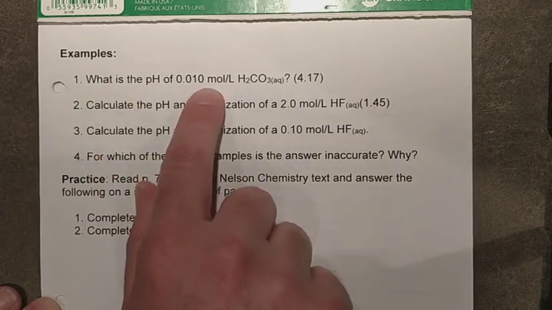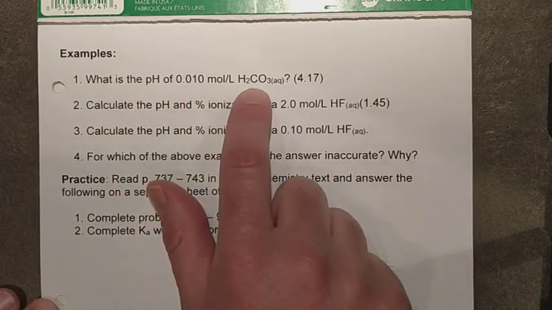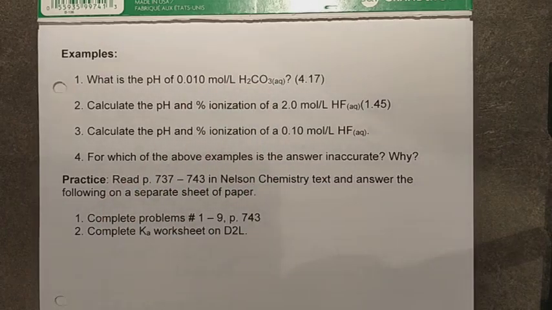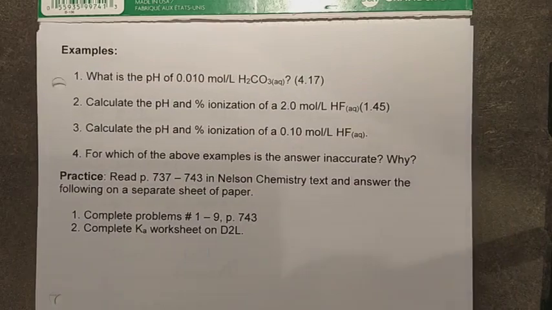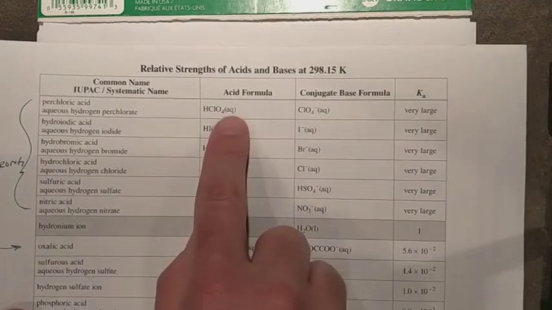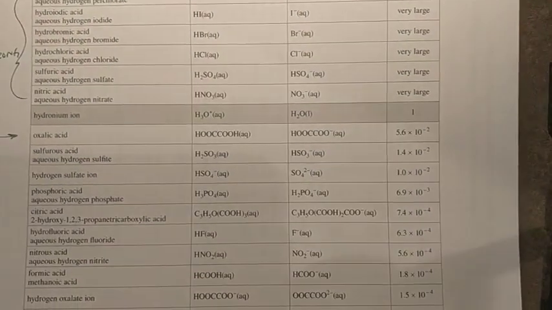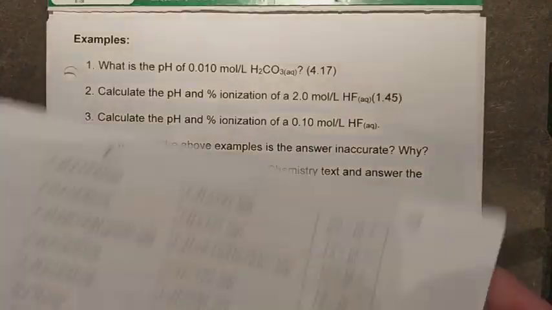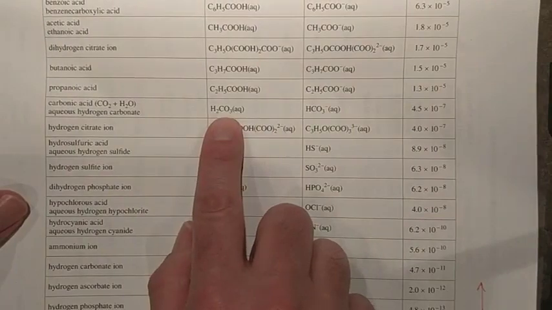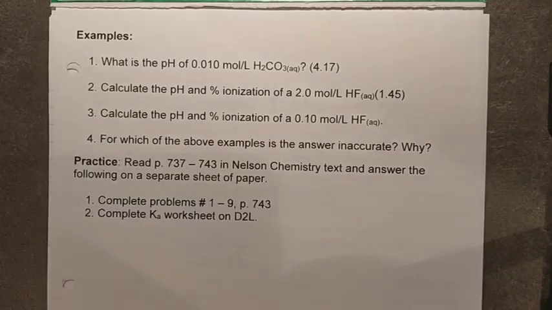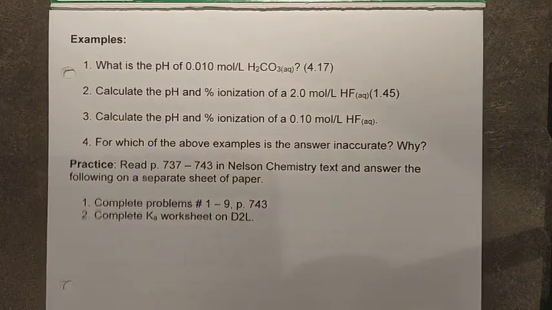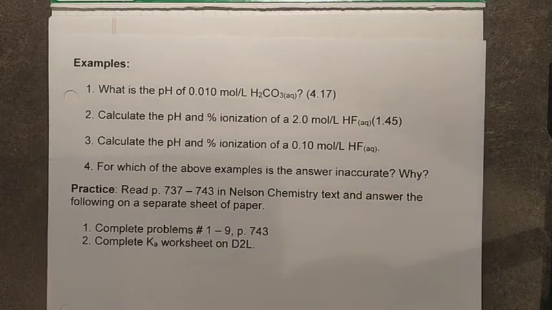Here we're looking for the pH of a 0.01 molar carbonic acid solution. All right, so for that one, what we want to do is just double check that carbonic acid isn't one of our 6 strong acids. Carbonic acid, as we look for it, ends up being one of our weaker acids, so we know this is going to form an equilibrium.